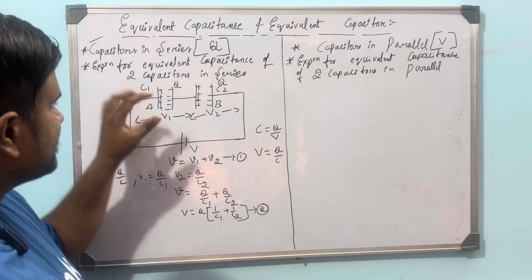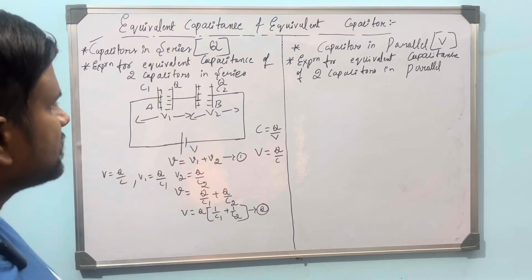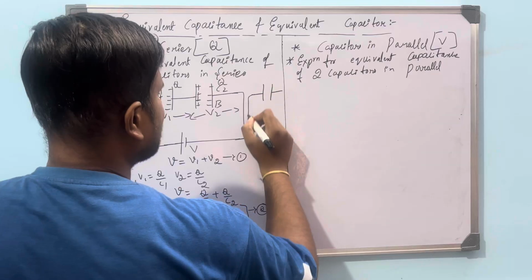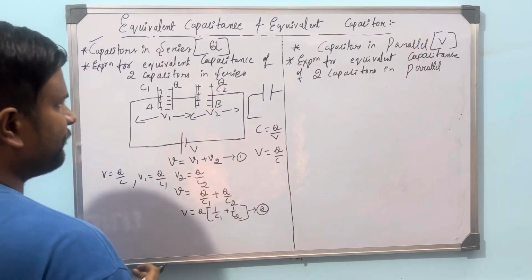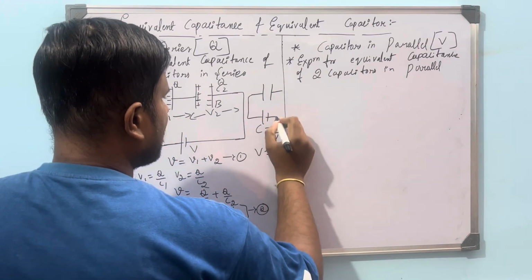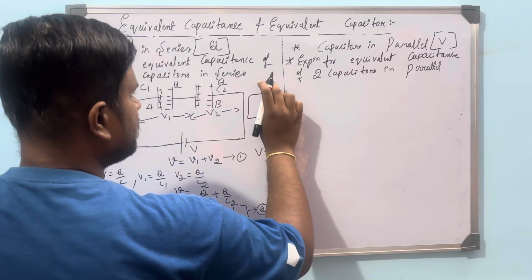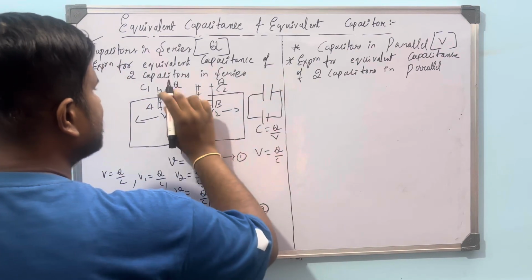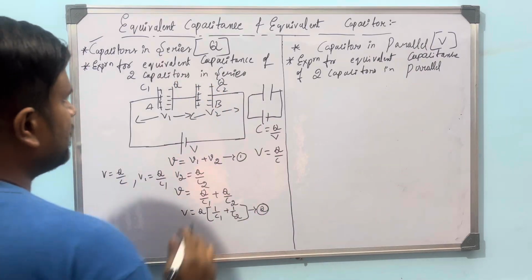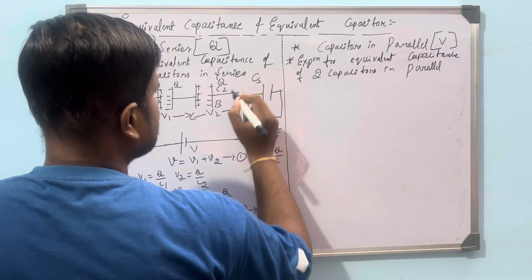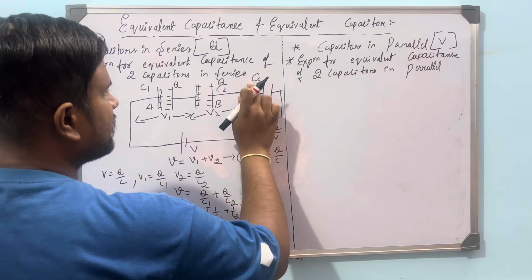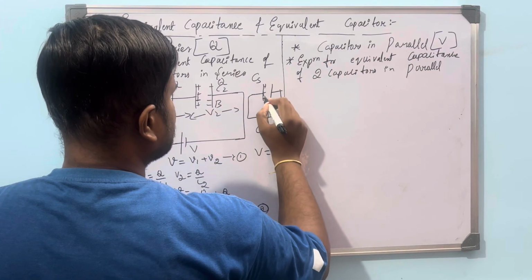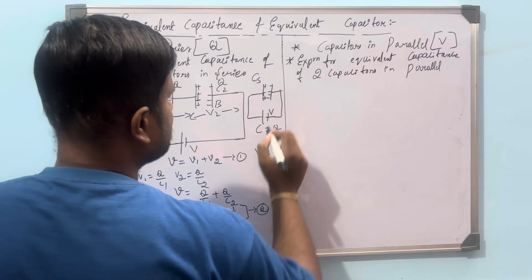Now these two capacitors are replaced by a single capacitor which has the same capacitance as before. It is now only a single equivalent capacitor. I will write it as CS, because the capacitors are in series. Here this is positive charge, this is negative charge, and this one is potential V.